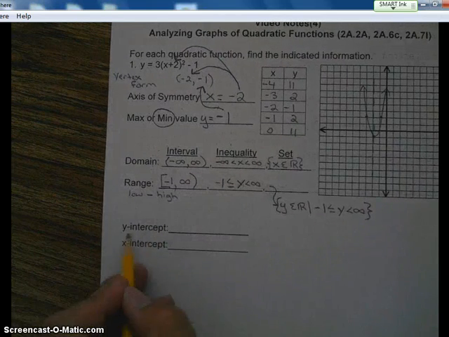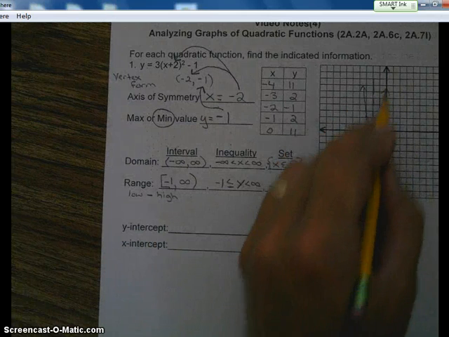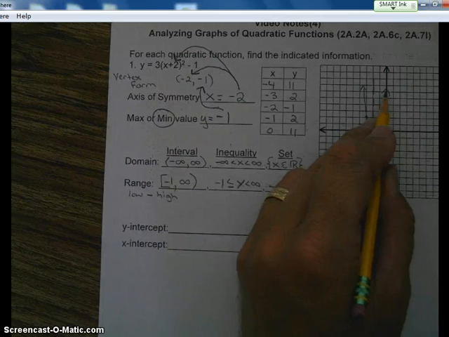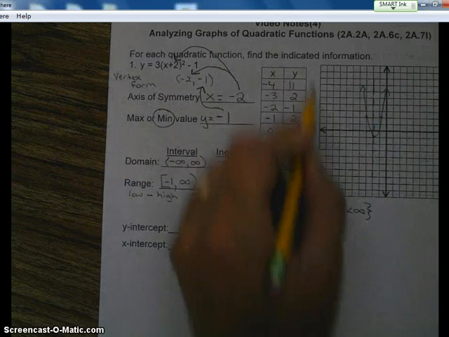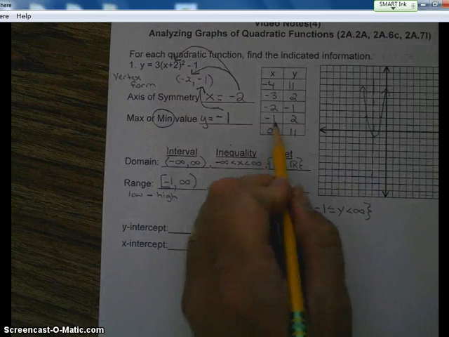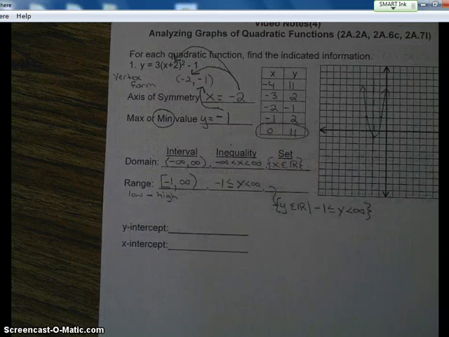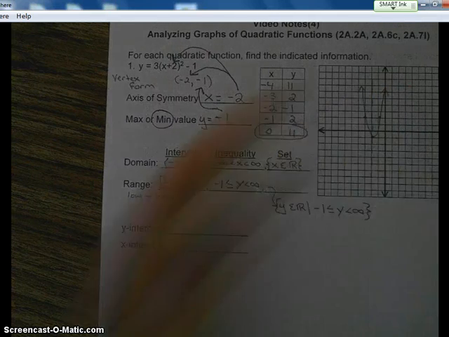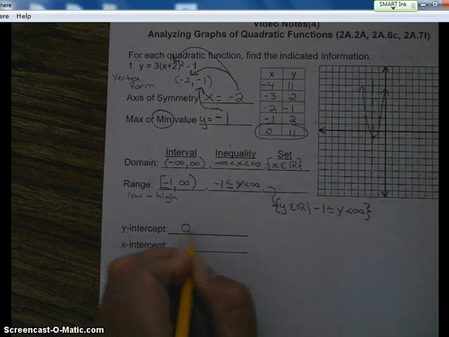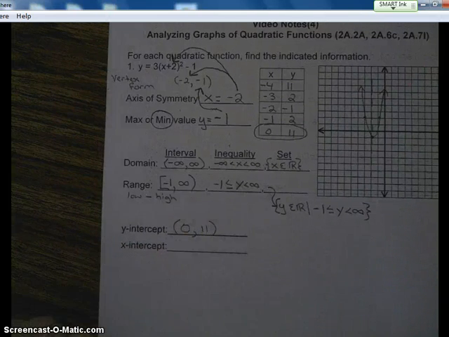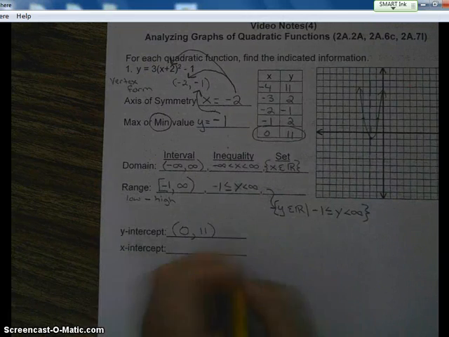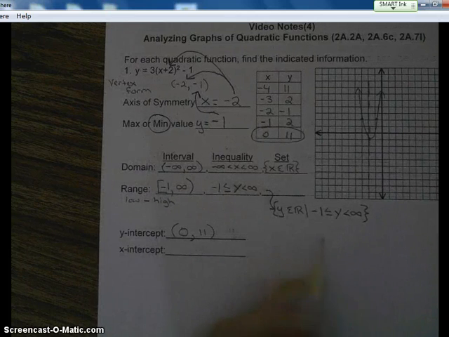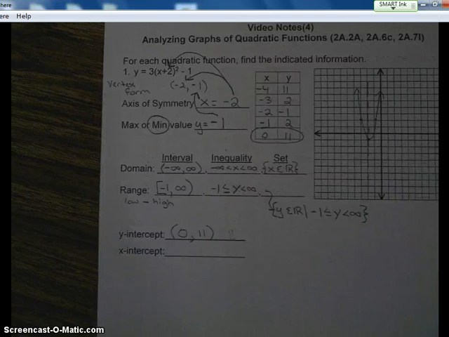All right, y-intercepts. Remember, your y-intercept is where it crosses the y-axis. Well, we didn't plot that point, did we? But we can find it in our table, possibly. And sure enough, here is our y-intercept at 0, 11. You can write it like that. Or you could say y equals 11. Well, let's not do y equals 11, because that would be a horizontal line. So 0, 11 is your y-intercept.